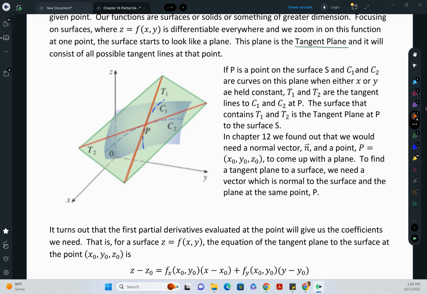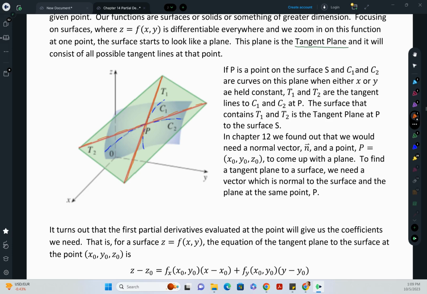So remember that our partial derivative with respect to x will point in the x direction, and that gives us how things are changing in the x direction. Similarly, they did the same for C2. C2 is a cross-section of the surface, and it is running parallel to the y-axis. So we're on a fixed x value, and then T2 is a tangent line to the surface, and it runs parallel to del z, del y, okay?